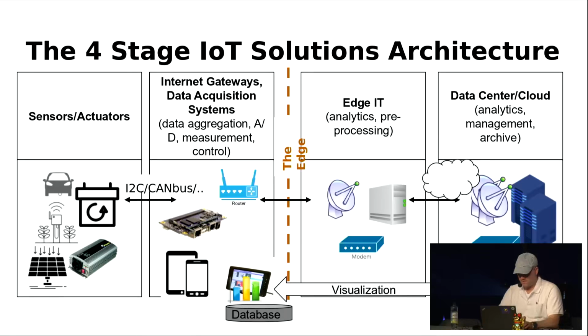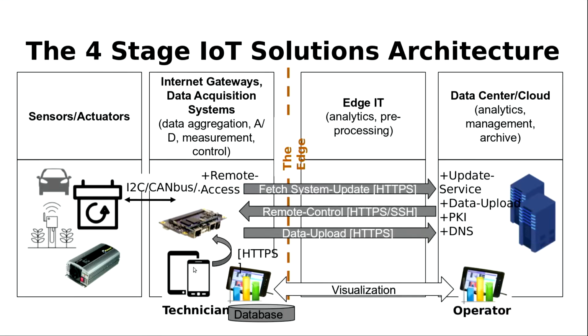We also have some technician working on the spot and configuring the system locally, so we need some kind of secure connection to our device. We need a secure system update transport. Let's assume we use HTTPS. We need a remote control connection that could be HTTPS or it could be SSH. And we've got a data upload using HTTP, but it could also be some kind of VPN network.